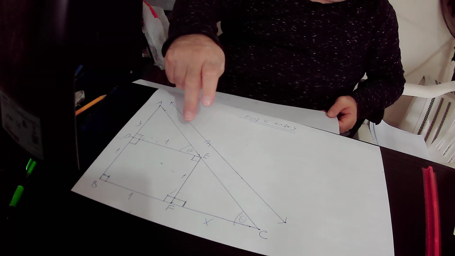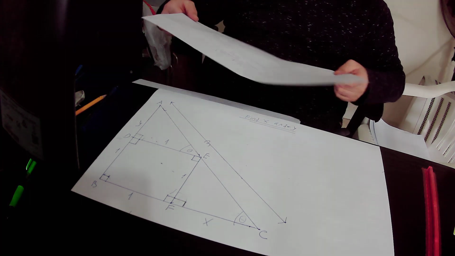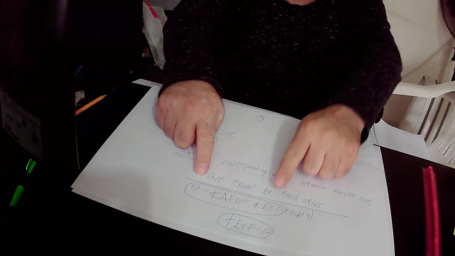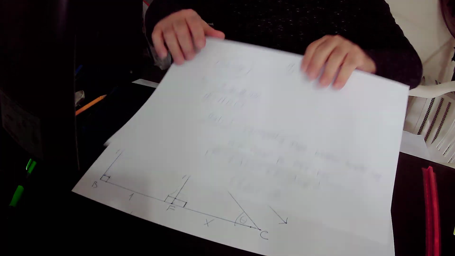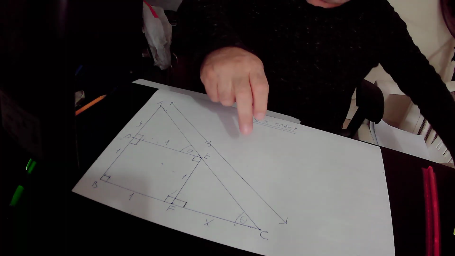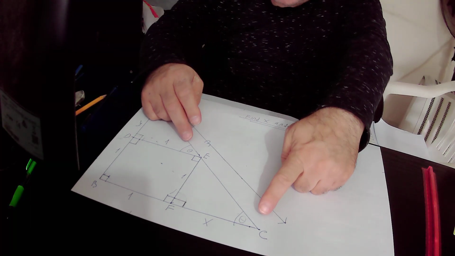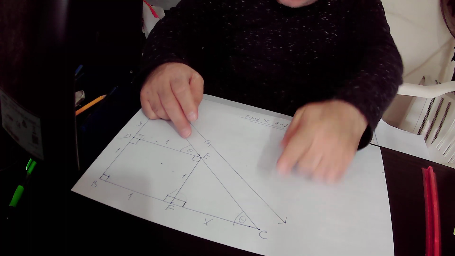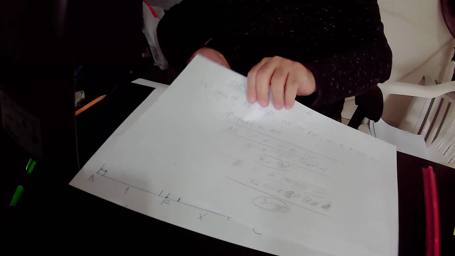And if we define angle AED as theta, if angle AED equals theta, from this equation we will derive that angle ECF also equals theta. So we found out that those two angles are equal to each other and they are both equal to theta. And then I presented to you rule number 2.